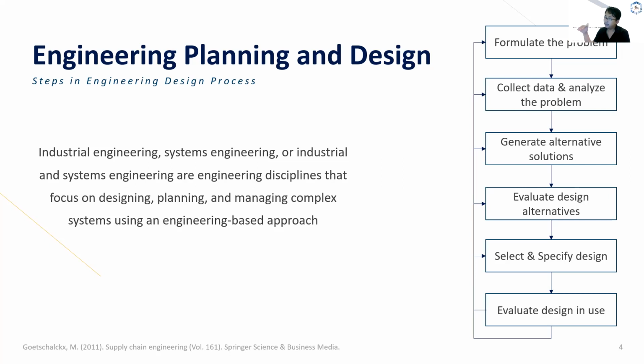And then after that, you can select and specify the design that you are going to use in the real system. And then after several iterations, we will make sure that we can really implement those designs for the problems that happen in practice in the field. Okay, those are the engineering planning and design processes that are common in general.